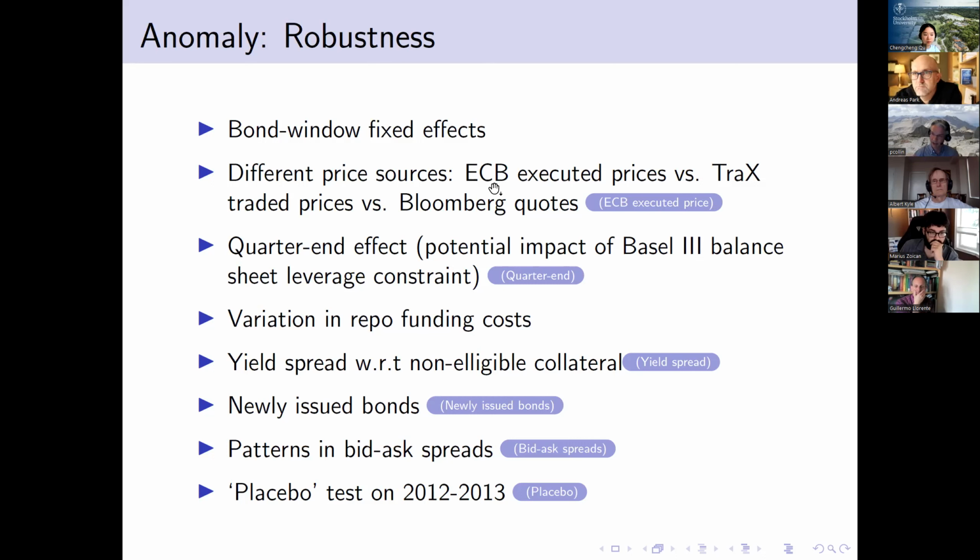So it has the same shape. It's very statistically significant, but it's also in fact larger. So the effect on the bonds targeted by ECB is actually larger than the average effect I showed you on the previous slide. So it's not due to a data issue.